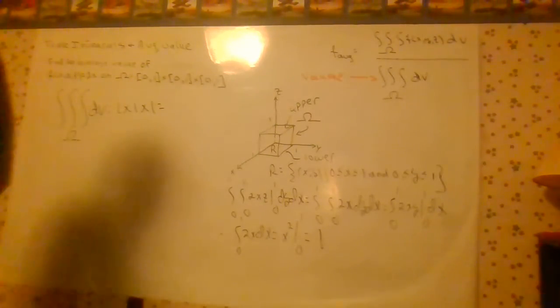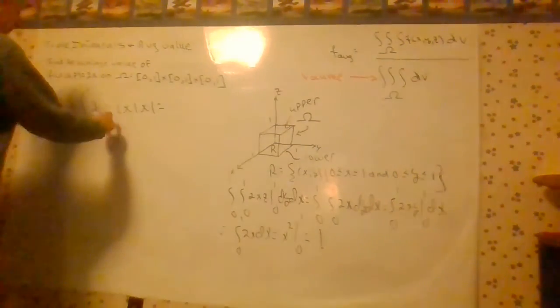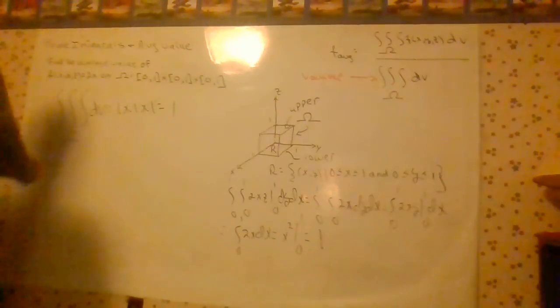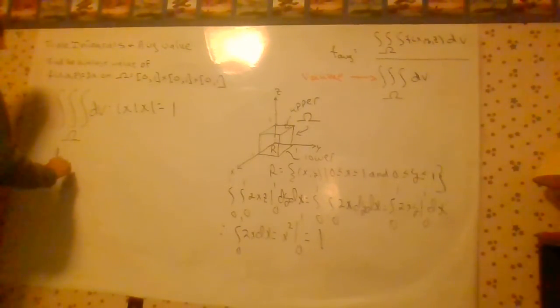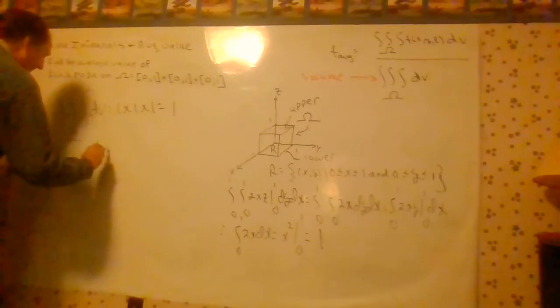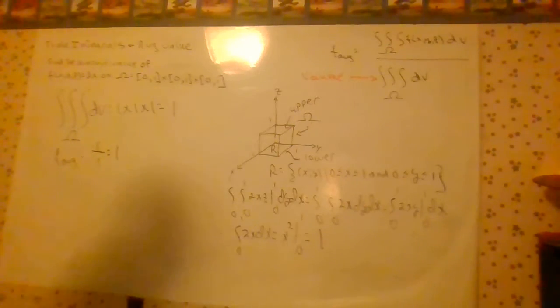Okay, this denominator, this volume integral, there's no need to even set up the limits. This is just simply 1 times 1 times 1, which is 1. And so F average is simply 1 over 1, or 1, as we expected.